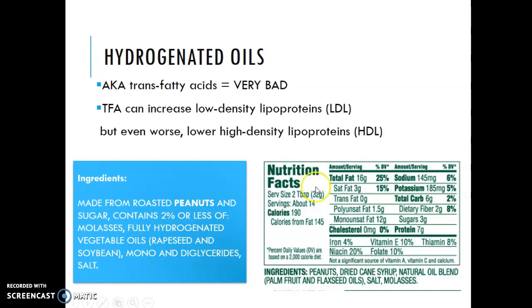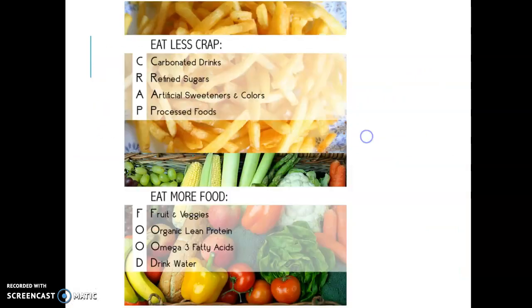And the reason it's worse is we have two types of cholesterol. LDLs are bad, HDLs are good. These trans fats increase the bad cholesterol, the LDLs, and they also decrease our good cholesterol. This good cholesterol helps clean out the buildup of cholesterol from our arteries. So we want this HDL number to be higher, but these oils bring that down. So not good.